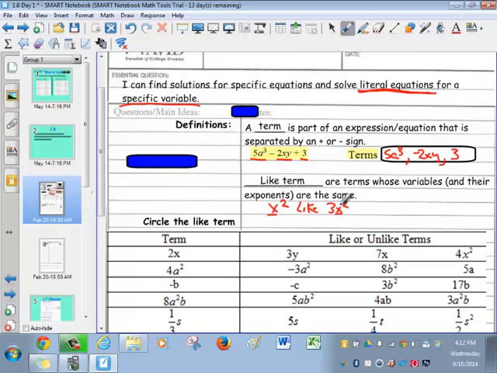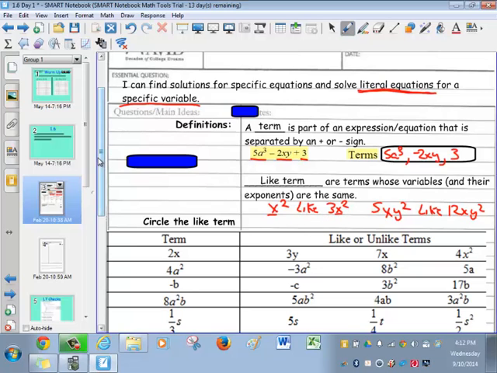I'll give you another one. How about this? 5xy squared is like 12xy squared. Check it out, variables are the same, exponents are the same. So when you're thinking about like terms, the variables are the same and their exponents are the same. And when they're like, you can bring them together. You can start adding or subtracting these terms. That's what's nice about it.